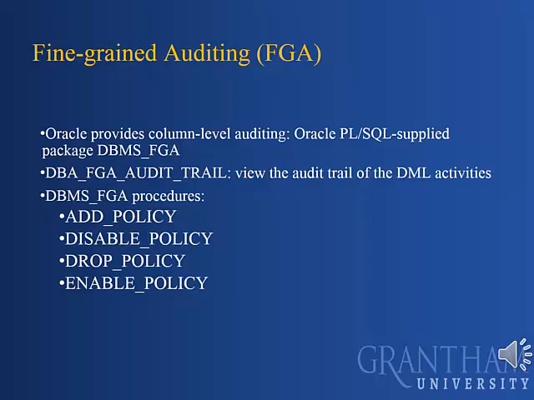So on the FGA then, it's column level auditing within Oracle using the package, the DBMS_FGA that's supplied. With that, if you want to view the audit trail of the DML activities, you would use the DBA_FGA_AUDIT_TRAIL. With that, the procedures that are allowed in the package are the add policy, disable policy, drop policy, and the enable policy. And we've kind of touched on these in our discussion already.